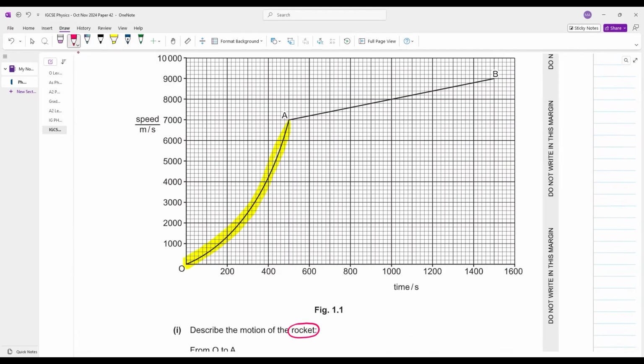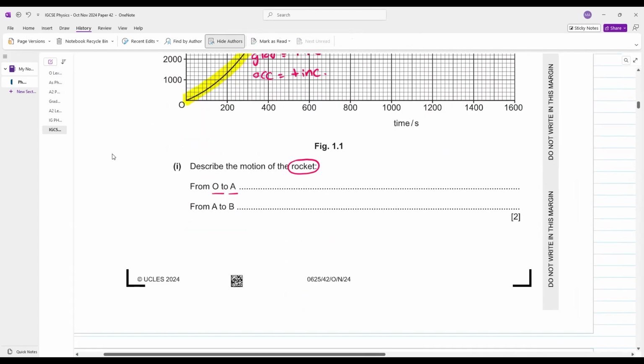Beta, whenever you see the speed time graph, you have to remember one thing. Gradient of a speed time graph is equal to acceleration. From point O to A, what is happening? Your gradient is increasing and positive. That means your acceleration will also be positive and increasing. So you can write it here: from O to A, your acceleration is increasing.